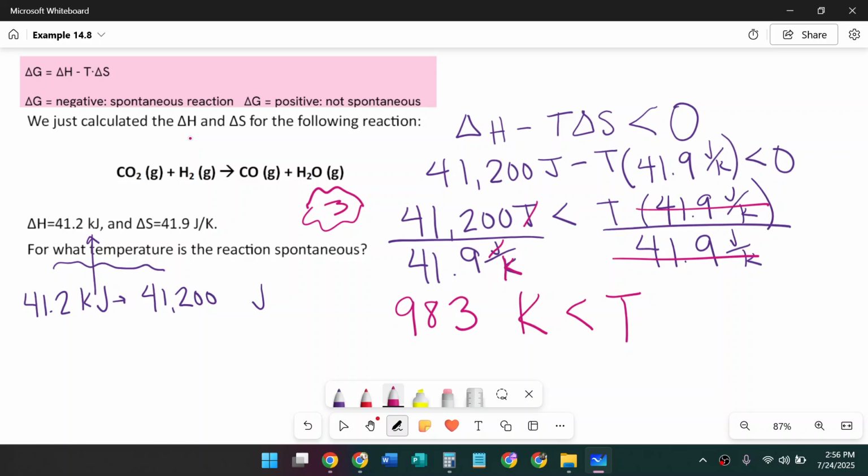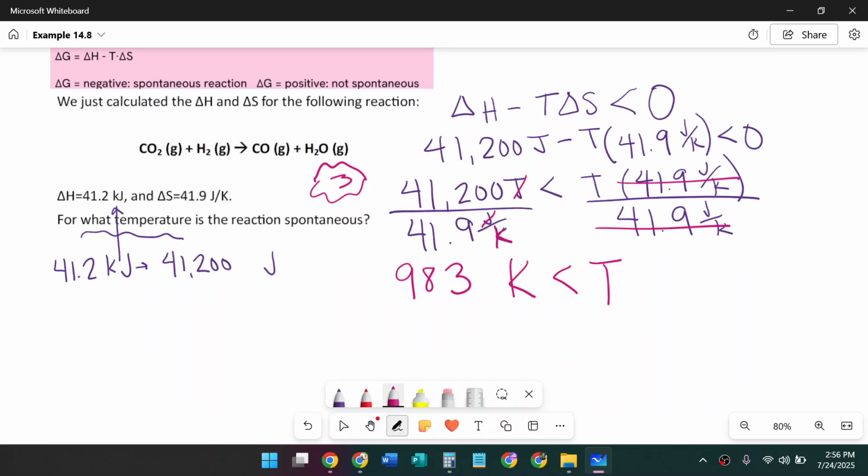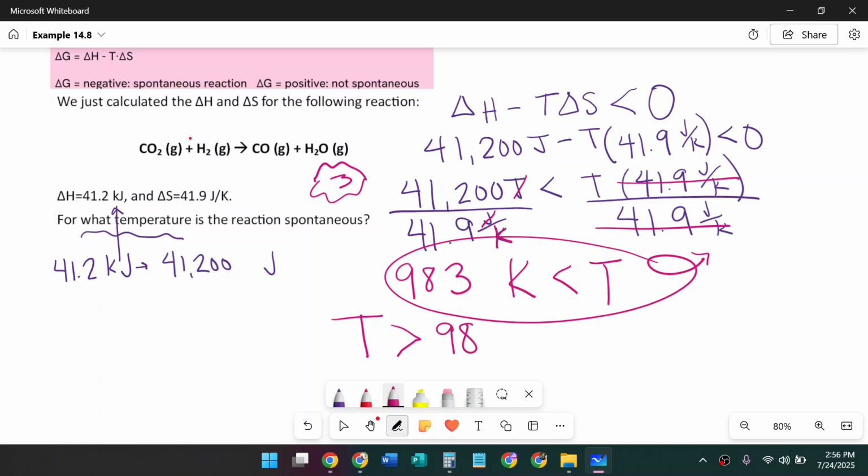The way it's phrased is kind of looking a little bit backwards because it's hard to see. Usually you would say the temperature must be, and so we're going to put temperature at the beginning of the sentence and just take this whole thing and flip it around backwards. So the sign stays open towards the T. We just flip around. So the temperature has to be greater than 983 Kelvin for this reaction to be spontaneous. Any temperature above that number.